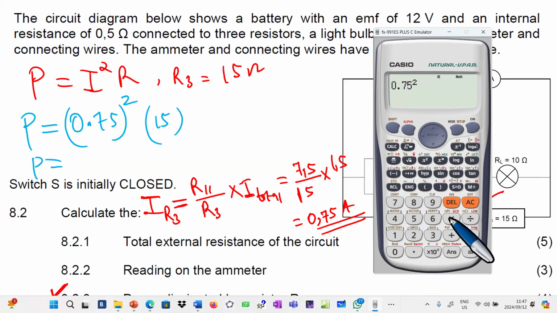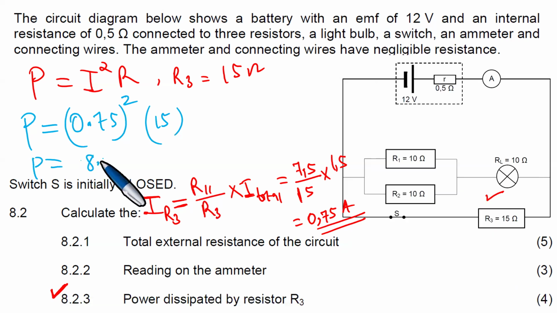So you have this one squared multiplied by 15, which is 8.44 watts. Okay, so this is then what we can do. So now this would be the power dissipated, and obviously, well done, you got the same answer.